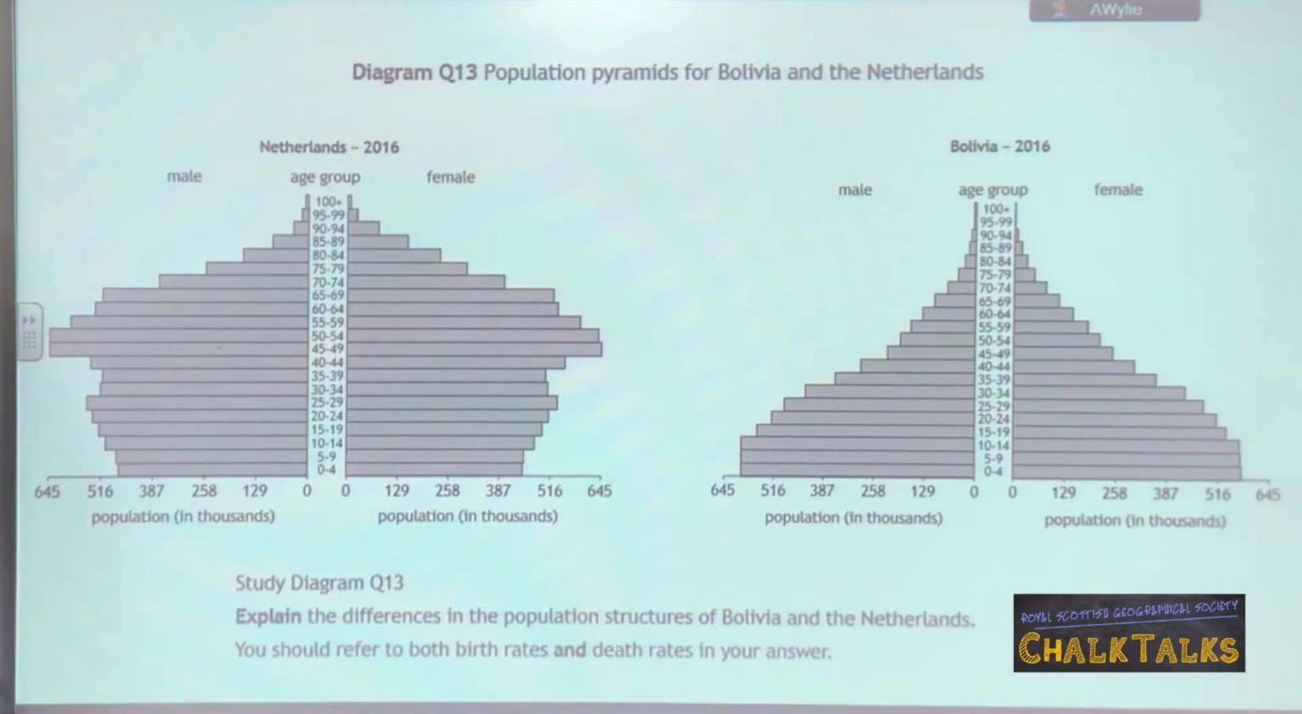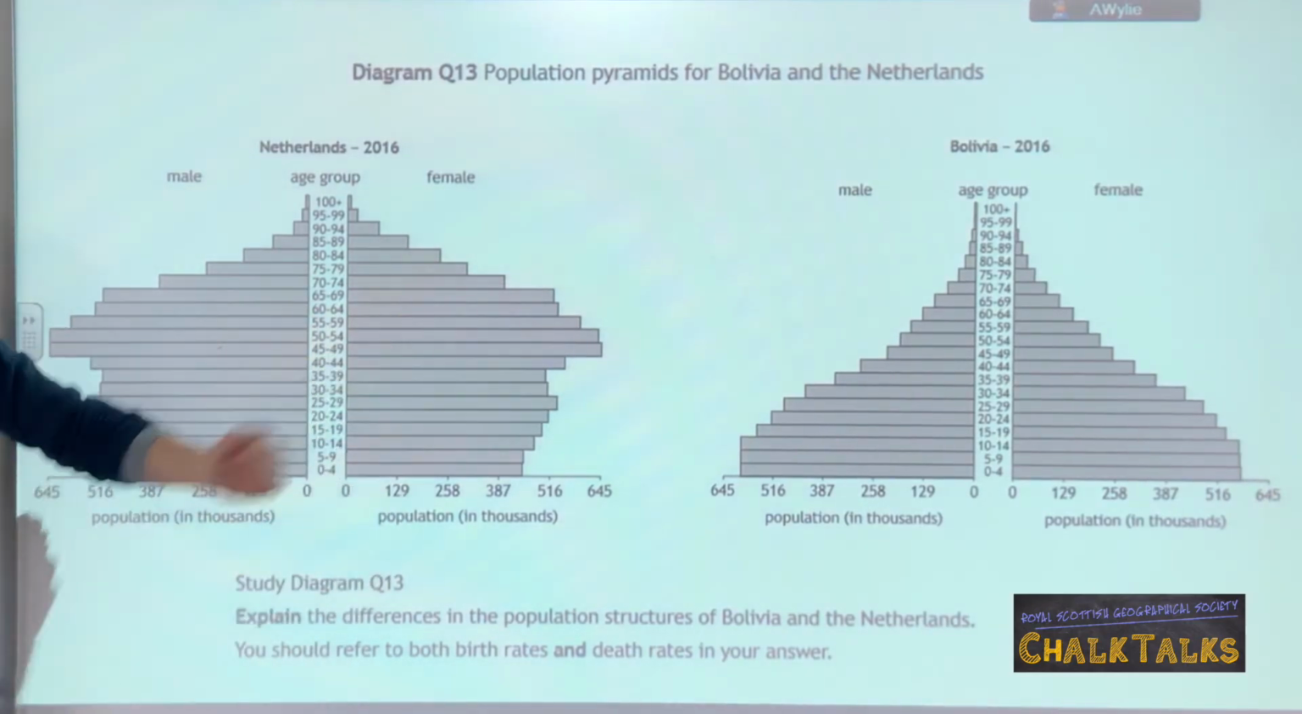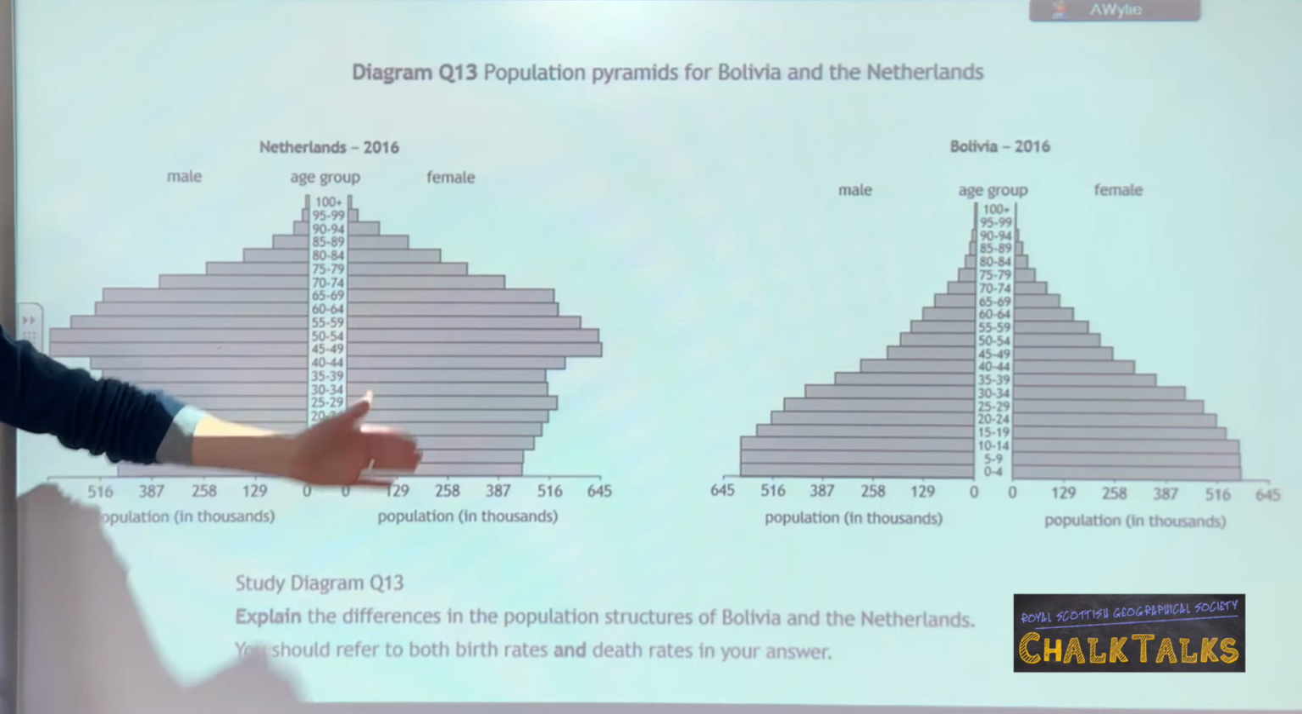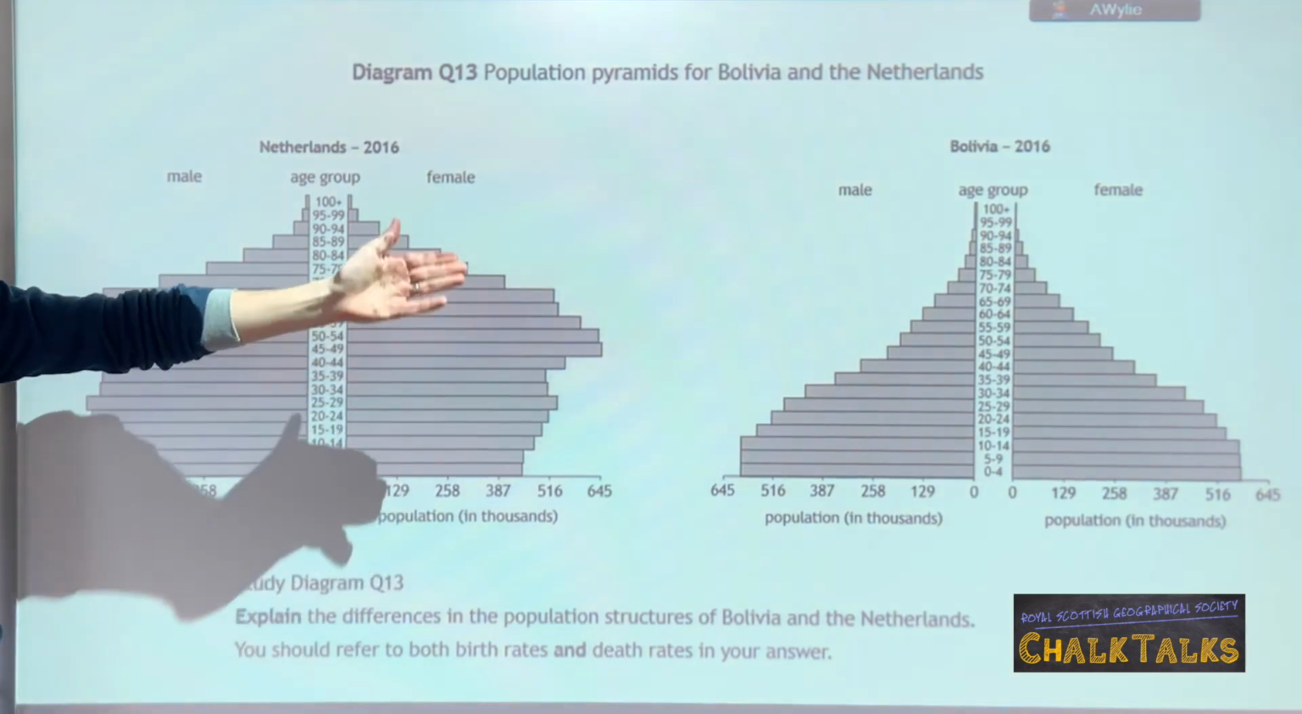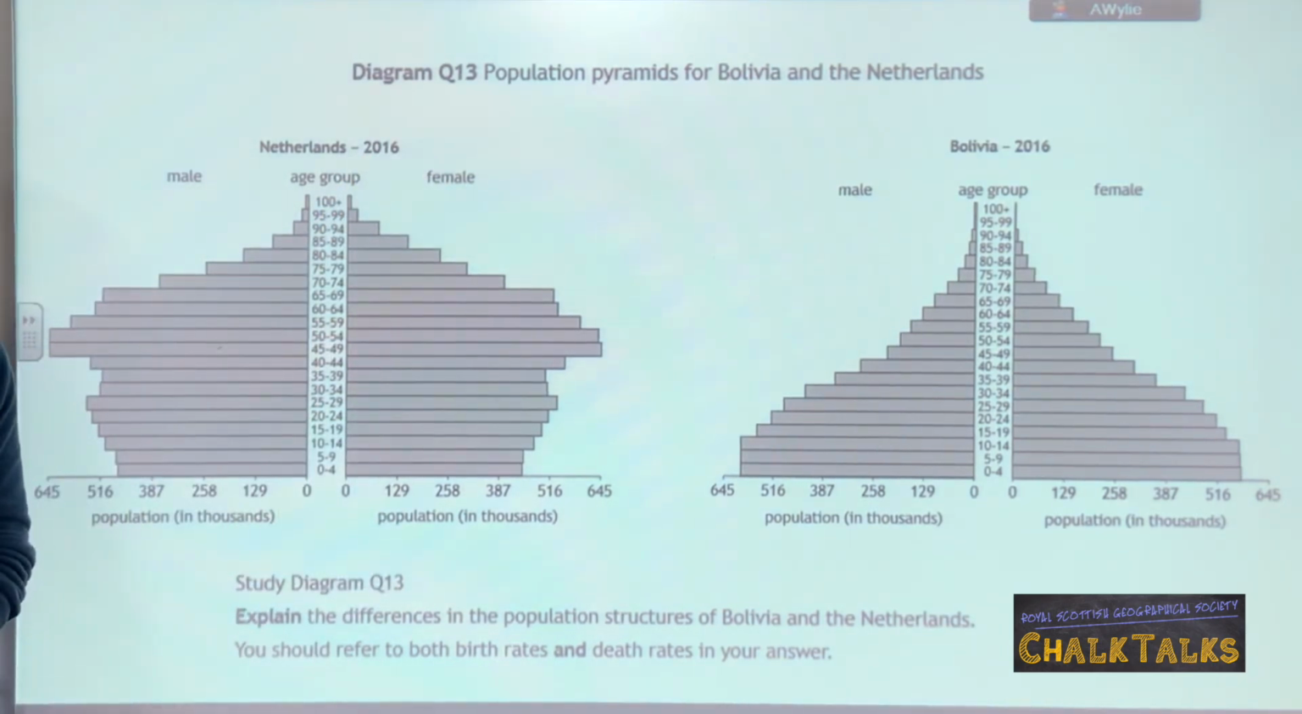A second possible question is the one that we see here, where we are being asked to compare 2 pyramids. Now, the first thing you'll notice is these 2 pyramids are actually quite different. This one is quite narrow at the base, meaning there's relatively few children, wider in the middle, meaning there's more adults, and wider at the top, meaning there's more elderly. In contrast, Bolivia has a much wider base to its pyramid, meaning there's far more children in Bolivia, and then there's progressively fewer people in the older age groups.